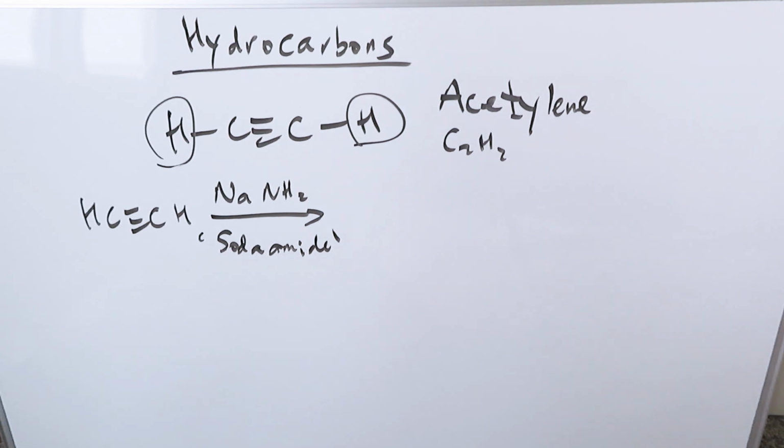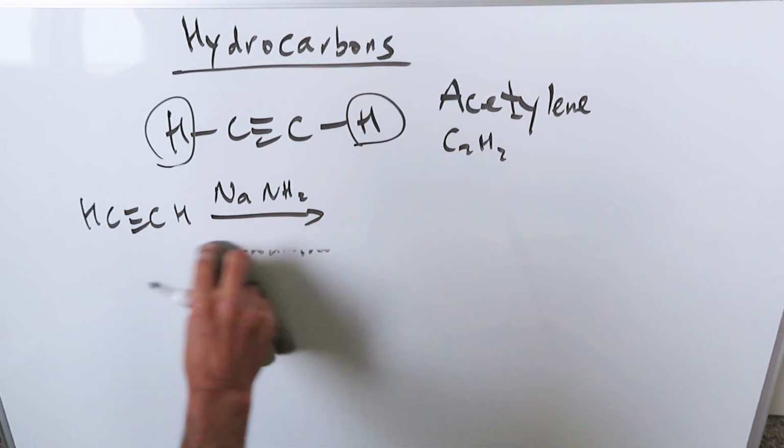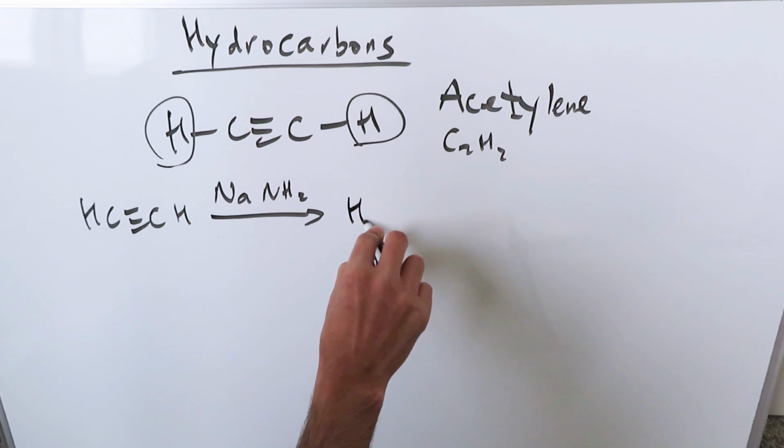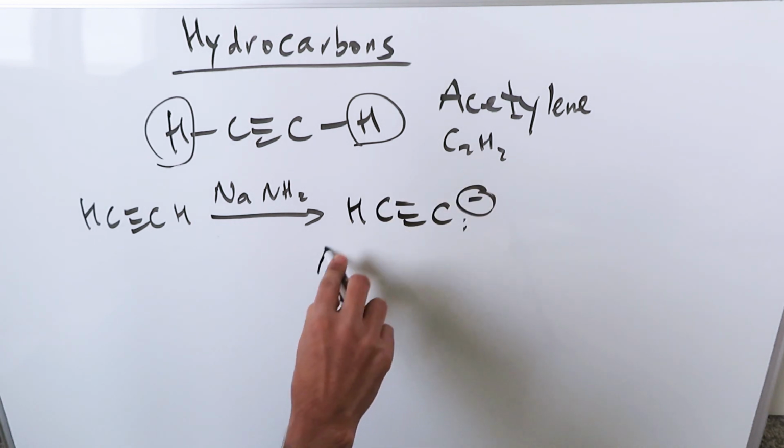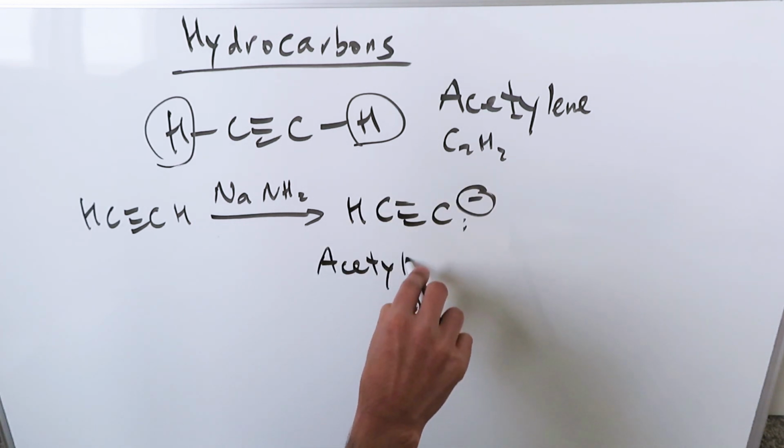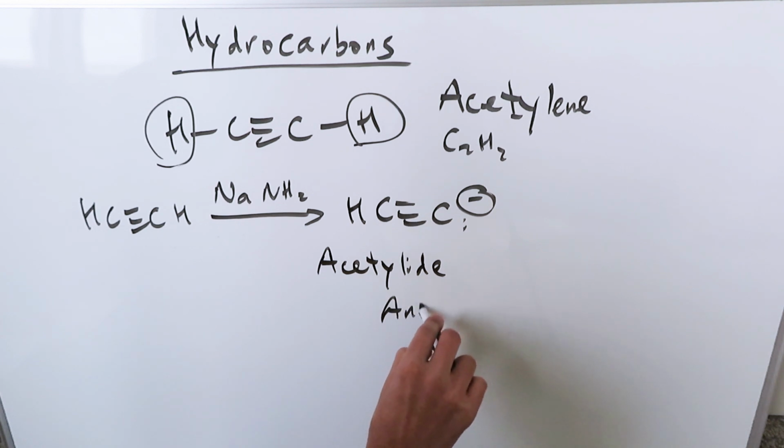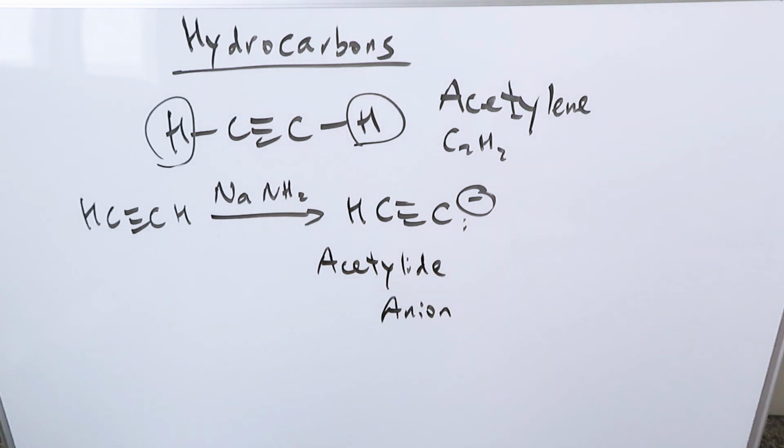It's a very strong base. It will pluck off one of these terminal hydrogens, and what will you have? You'll have an anion develop. It will be here an acetylide anion because it has a negative charge. It has a lone pair of electrons. It can act as a nucleophile for propagation reactions.